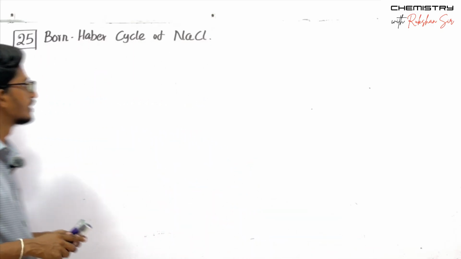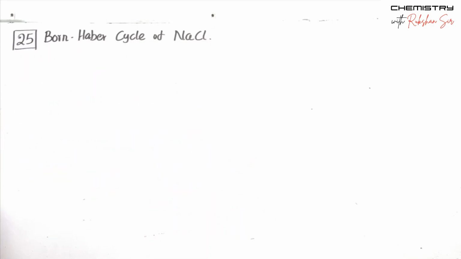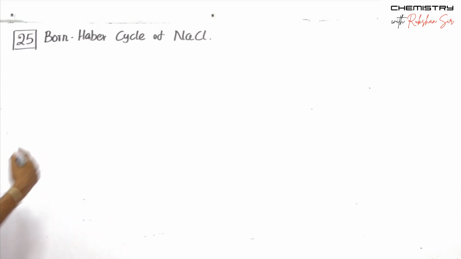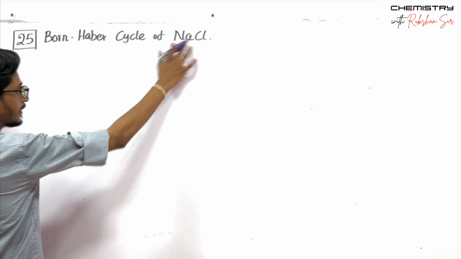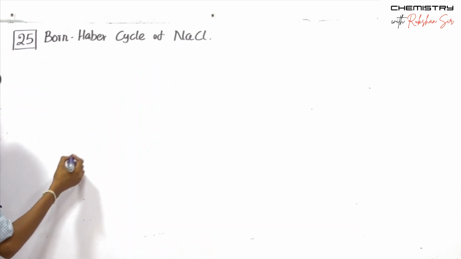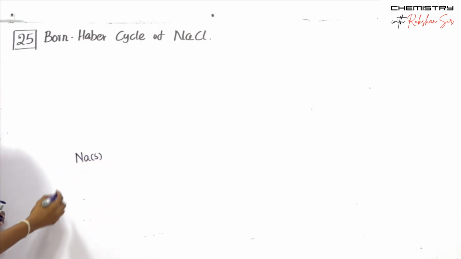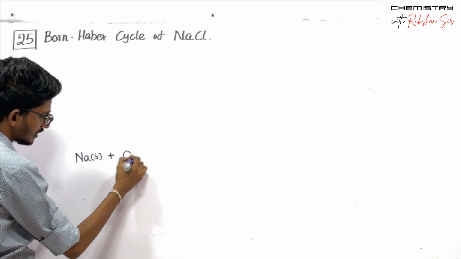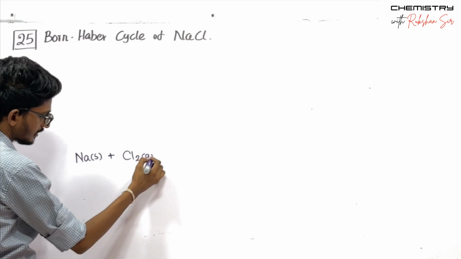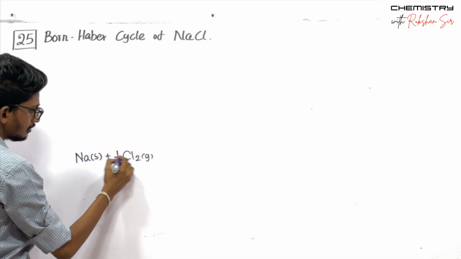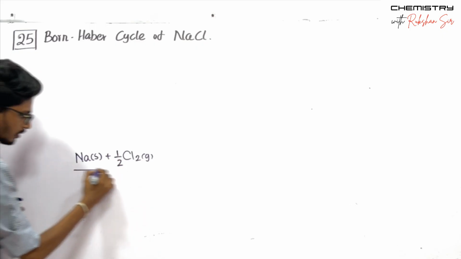Okay, so let's draw the Born-Haber cycle of NaCl. You have to start with the reference forms of the constituent elements there. The reference forms are Na solid, sodium comes as a monoatomic solid, and chlorine's reference form is Cl2 gas. As we should have only one chlorine in this system, it should be half Cl2 gas. This is the reference form.